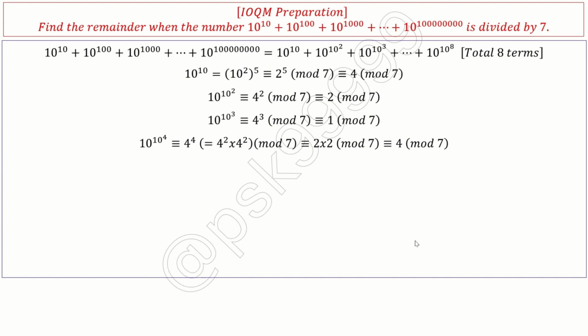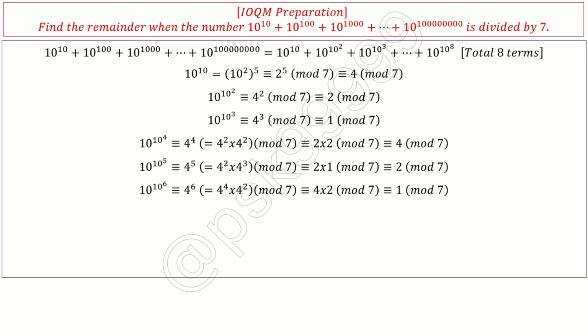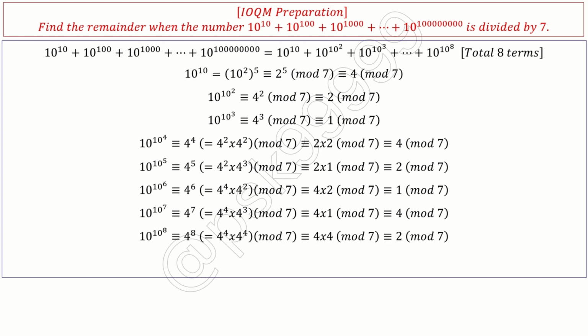But once you know the rules of congruence or the remainder theorem, you can easily apply them. So 4 square into 4 square: we already know 4 square has remainder 2, so 2 into 2, which is 4 again. So it repeats, it is a cycle. 10 to the power of 10 to the power of 5, you get remainder 2. 10 to the power of 10 to the power of 6, remainder 1. It repeats, but since it's only 8 terms, you can just find them out.